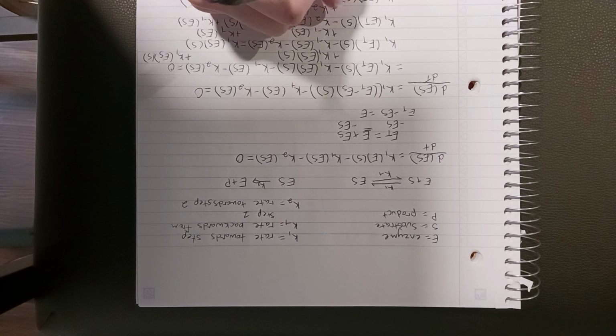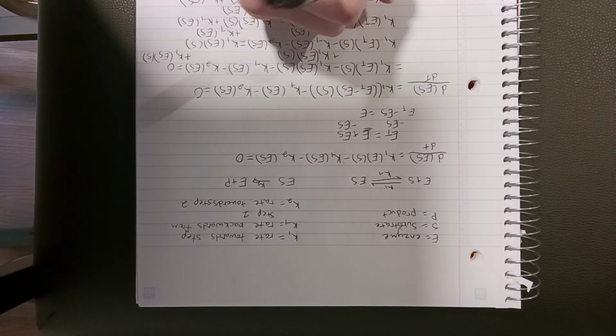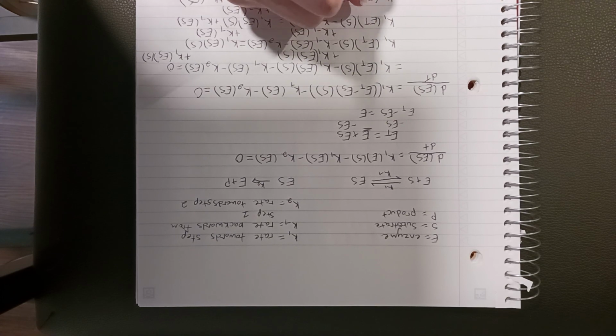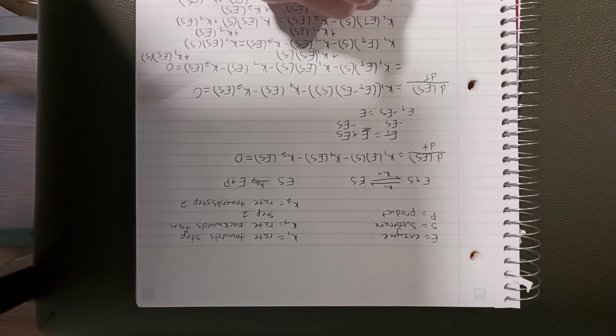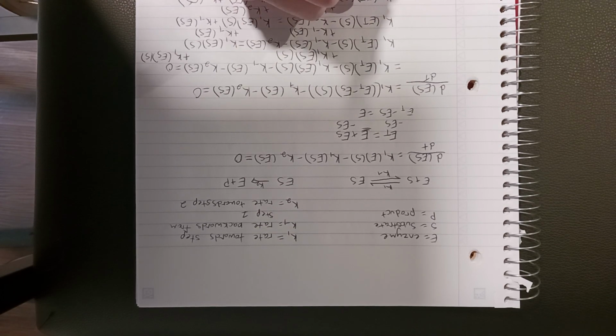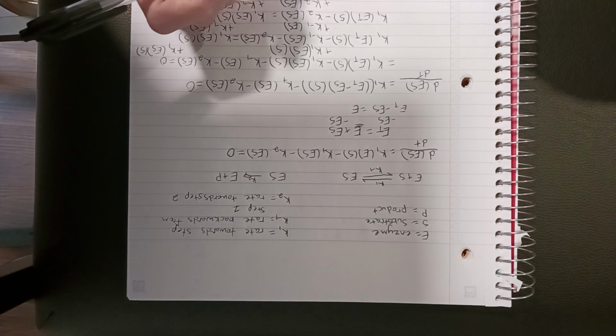And so what that gives us here is enzyme substrate is equal to K1 enzyme total, substrate total, over K1 substrate plus K minus 1 plus K2. So that is now equal to ES.